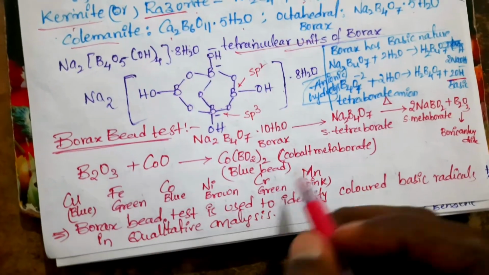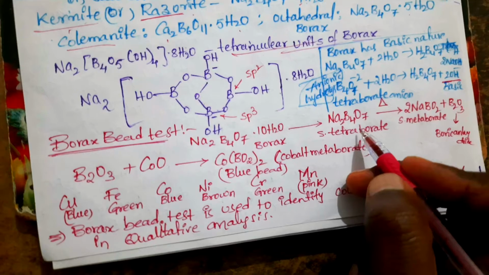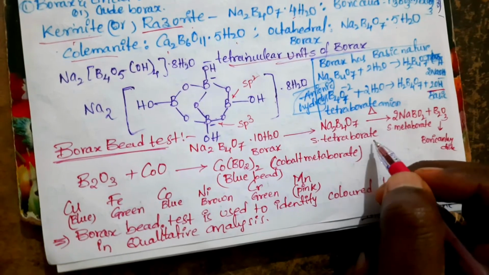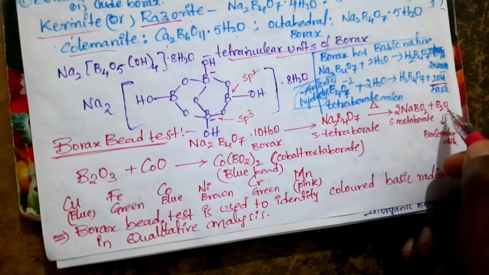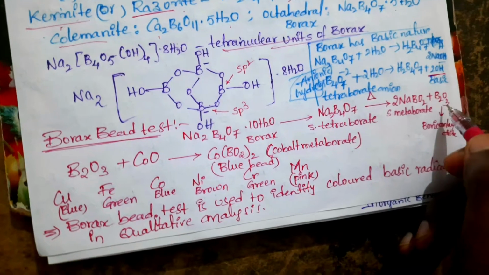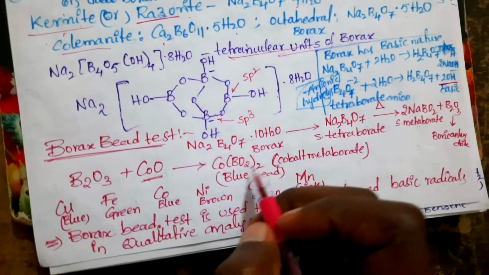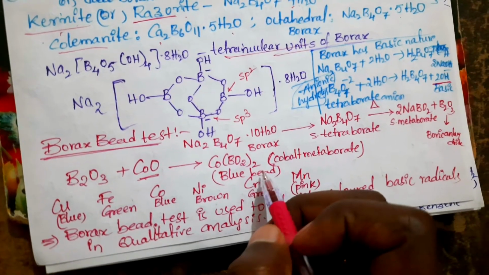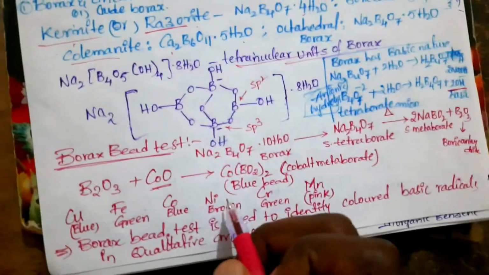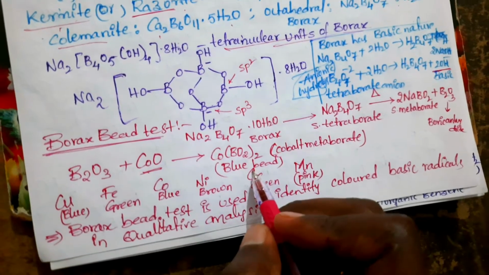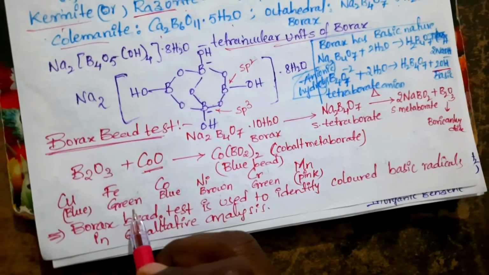Whenever borax is heated, we get sodium tetraborate, which upon heating gives sodium metaborate and boric anhydride. That boric anhydride, when reacting with a metal oxide, gives different colored metal beads based on the nature of the metal oxide. Cobalt oxide will give the blue bead, iron oxide will give the green.